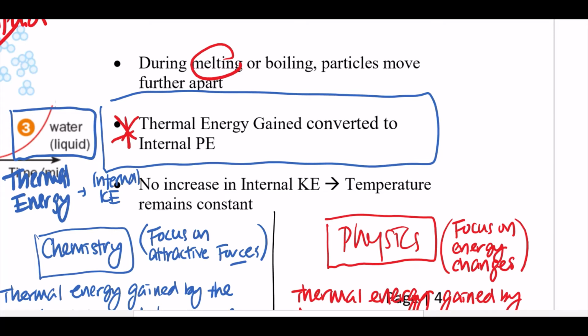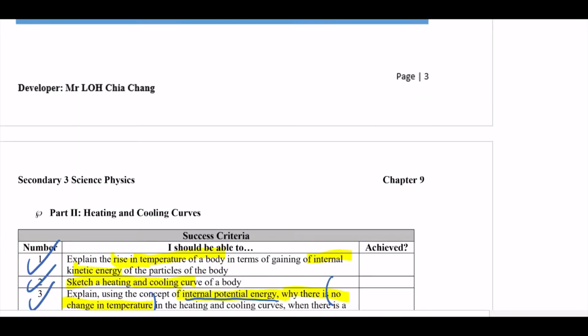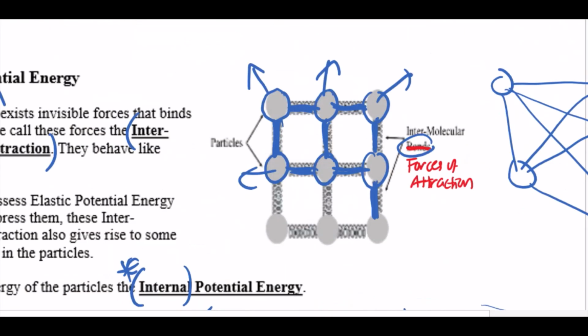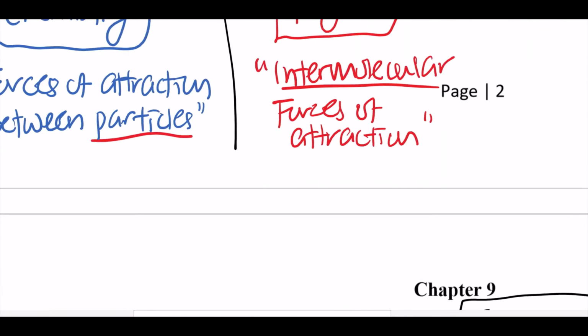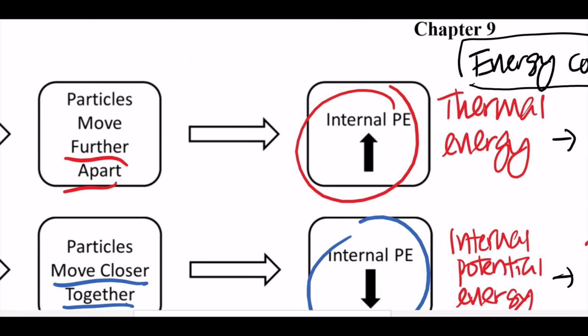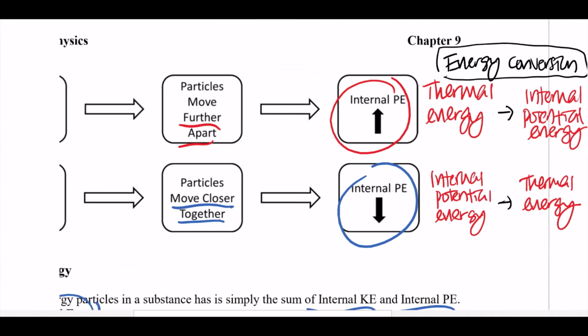They are actually overcoming the intermolecular forces of attraction, right? As a result, the thermal energy gained by the substance is being converted to internal potential energy mainly. So let's go back a little bit to this picture here. During the melting process, the heat supplied to the particles is being used to overcome these intermolecular forces of attraction. As a result, internal PE increases.